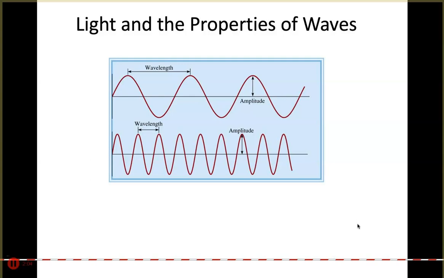Light behaves very similarly. Light is a wave, which we see here represented in one dimension, but light is a ripple, or a wave, in the electromagnetic field. Every one of those ripples contains a certain amount of energy. So how do we quantify this energy?